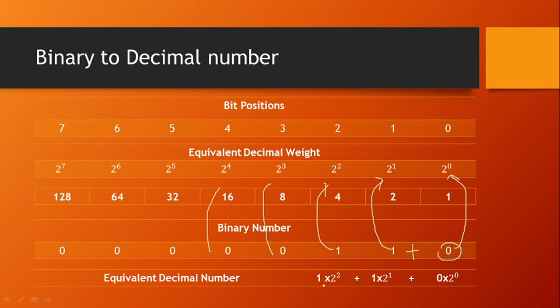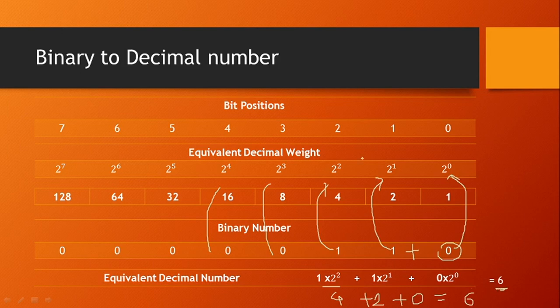So 1 into 2 to the power 2, that is 4, then 1 into 2 to the power 1, so plus 2, and this is 0 into 2 to the power 0, that is 0. So 4 plus 2 plus 0, that is 6. So 110 is the binary equivalent of 6.